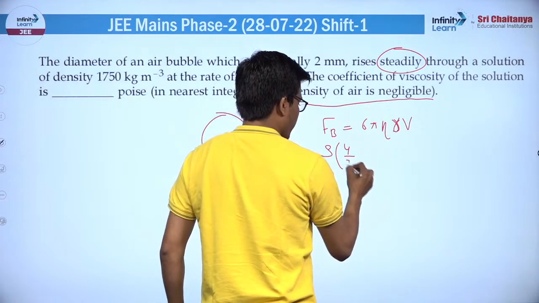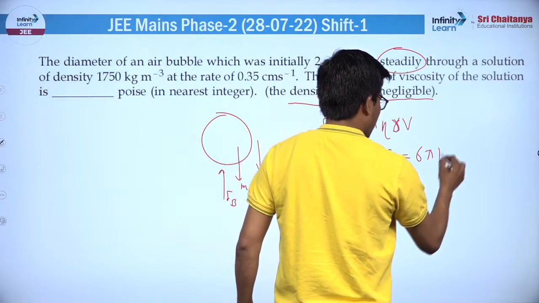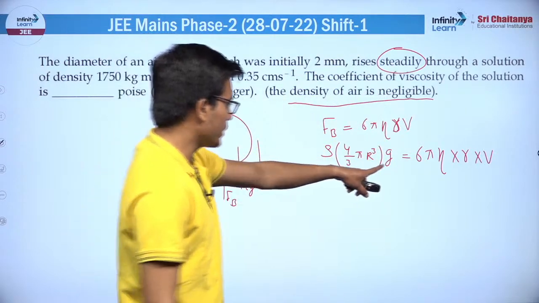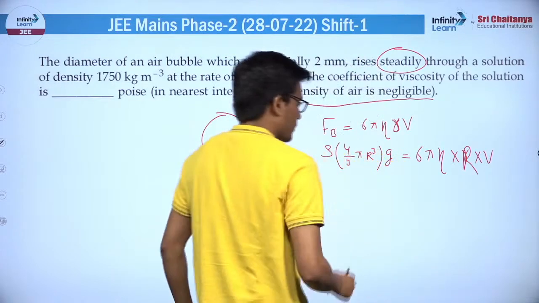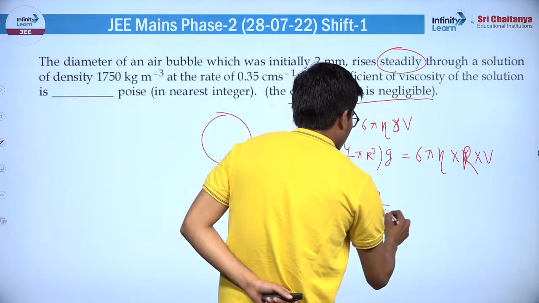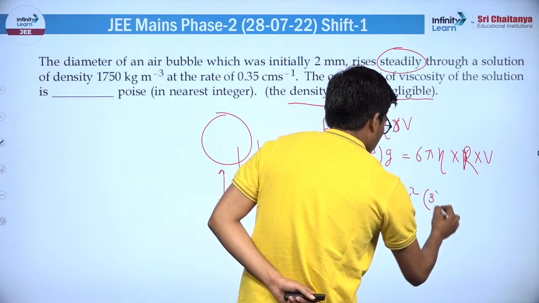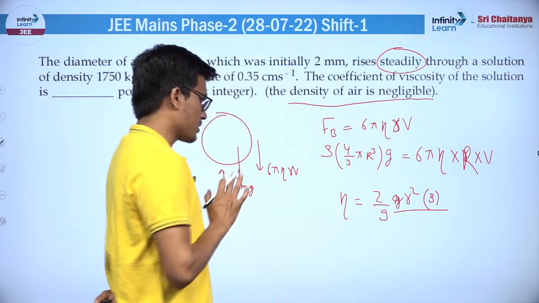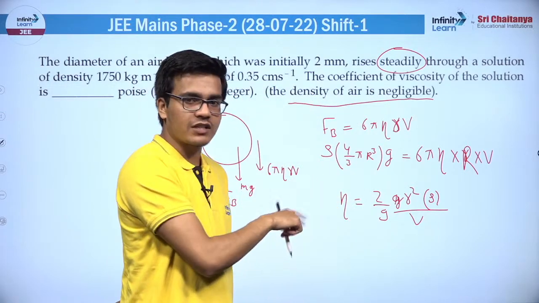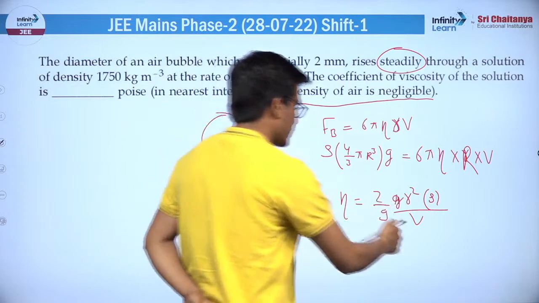rho times volume times g, rho Vg, equals 6 pi eta radius into velocity. So what I need to do is find eta, right? Let us write the radius as capital R, and the velocity as capital V. So eta will be 2 by 9 g r square into rho, divided by V, right? Just see the above expression, or if you remember the direct formula of terminal velocity, that is also fine, just put the density of the material as 0 in that and you will get the same expression, right?